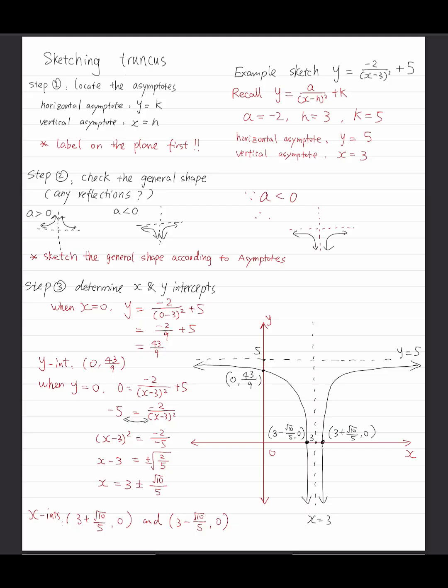Then we label all these points on the plane. We have the y-intercept and the two x-intercepts. And then we can sketch the graph, because the general shape looks like this. I'm sketching the curve passing through all these key points, like that. So this is the graph of the truncus.